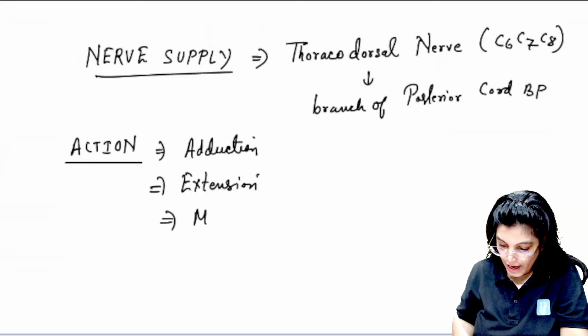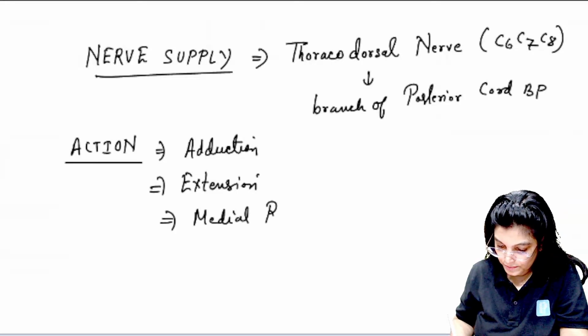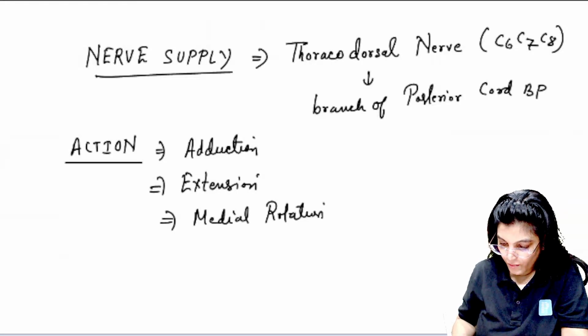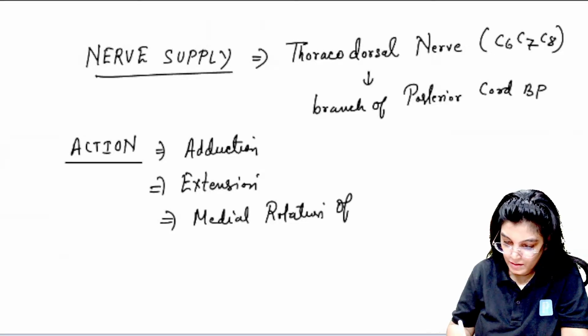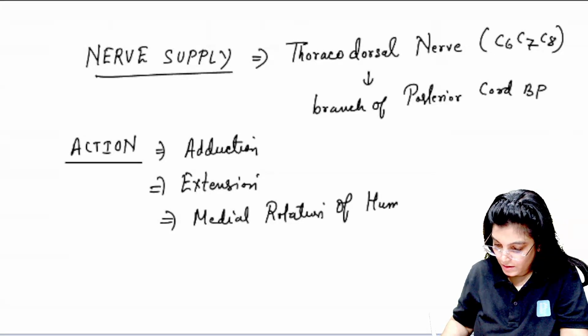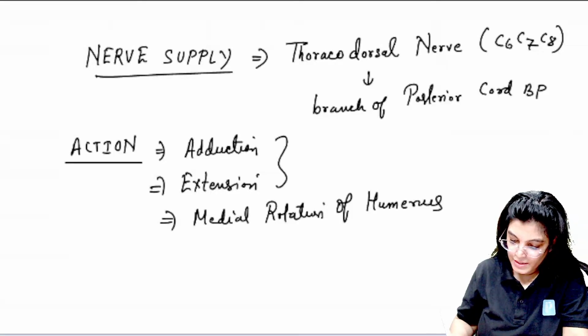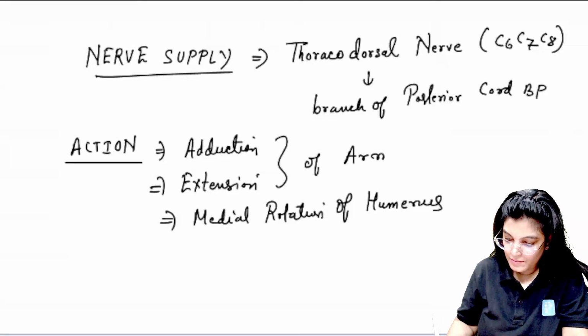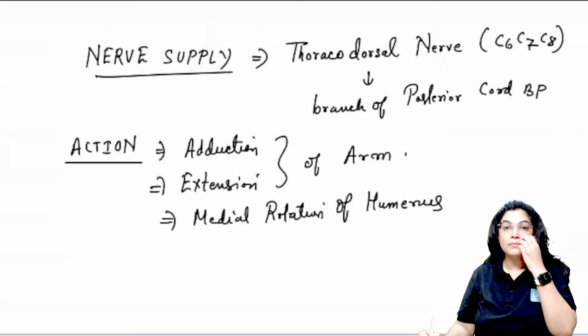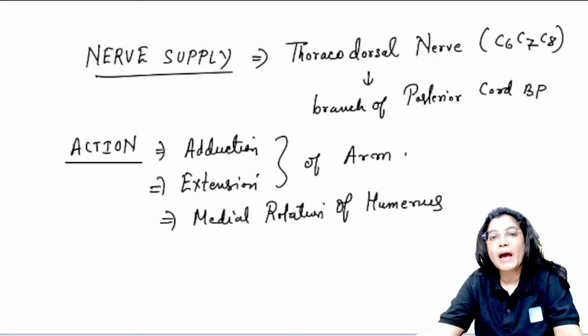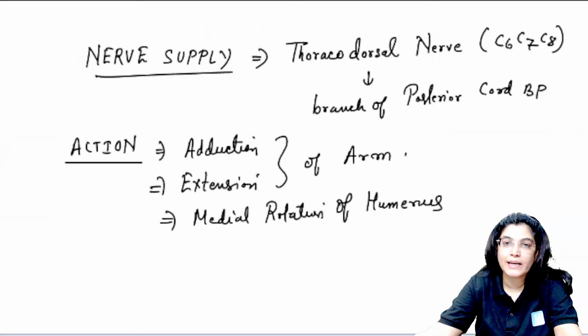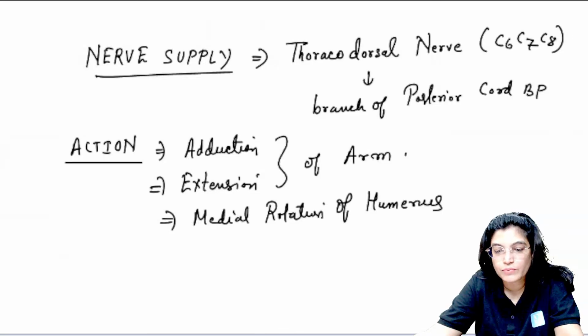So extension and medial rotation of arm. Basically adduction, extension of arm at the shoulder joint, and medial rotation of humerus bone. So prime action is extension and adduction. Okay, this is an important action of latissimus dorsi muscle which you have to know.